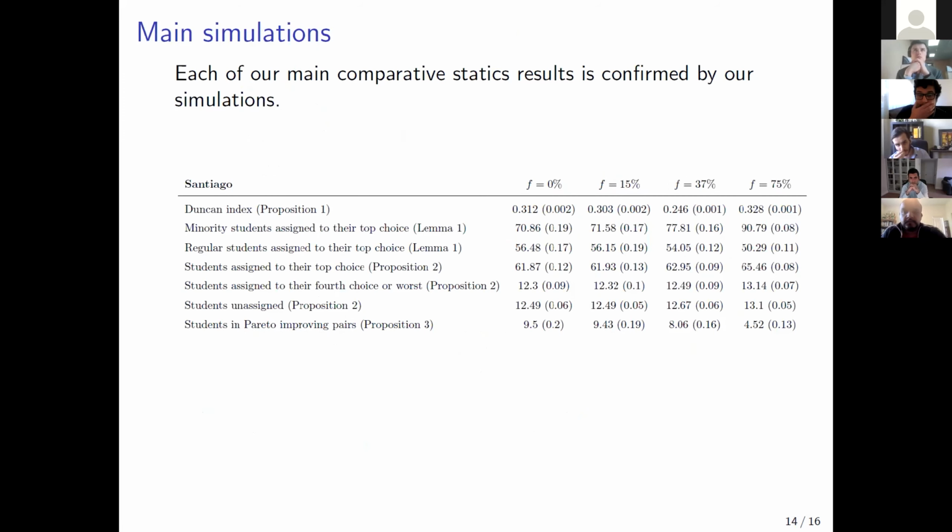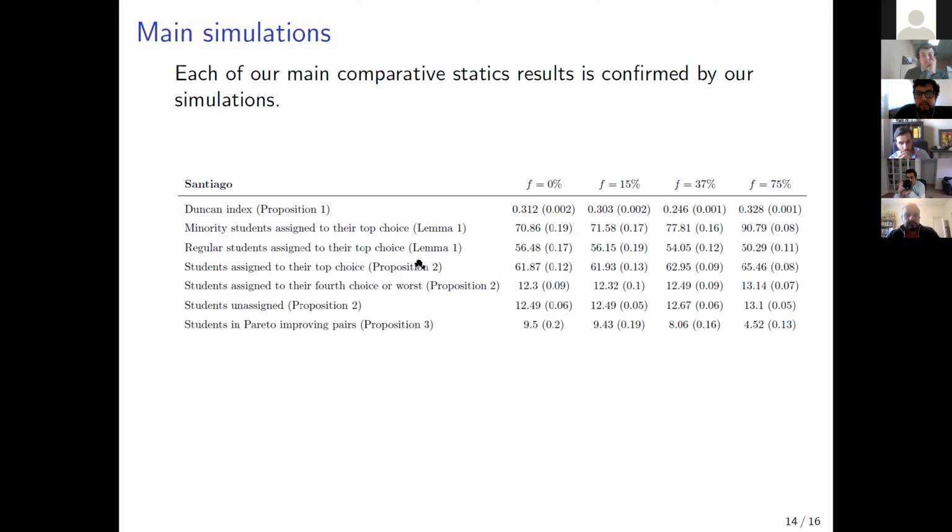So here we have the results for Santiago. Each of our main comparative statics results is confirmed by the simulations. The Duncan index is U-shaped, right? It decreases up to this fraction, which is the fraction of minority students in the city, and then it increases. The minority reserves favor minority students and do not favor regular students.